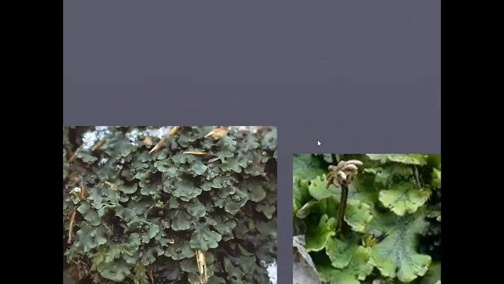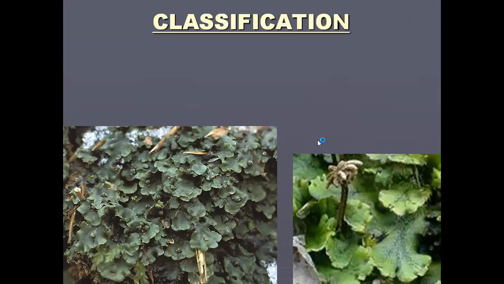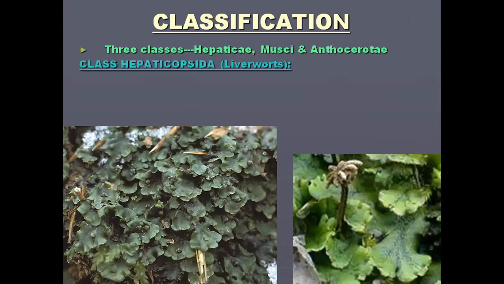In the next class, we will be discussing the various classifications of Bryophyta. We'll see the classes of Bryophyta, and we will give a general discussion of the classes of Bryophyta.